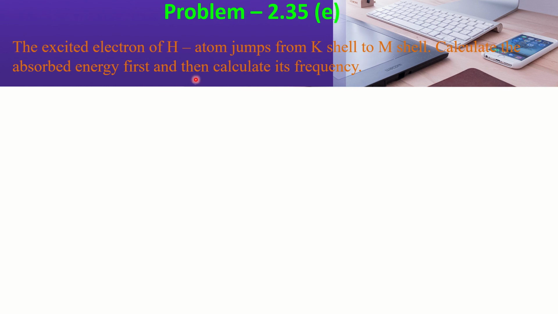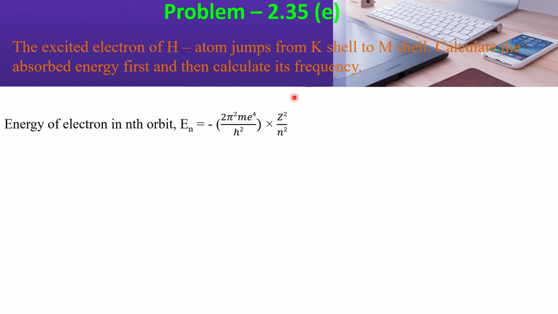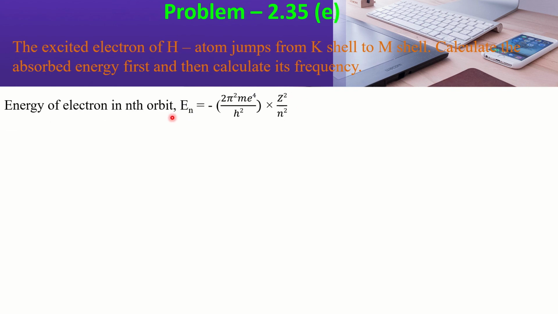That means you cannot calculate the frequency at first. You have to calculate the energy at first, and then by using energy, you have to calculate its frequency. So, dear students, in previous class, we learned to find out the energy by using another formula. Do you remember this formula? This is the formula. By using this formula, we can calculate the energy of any orbit.